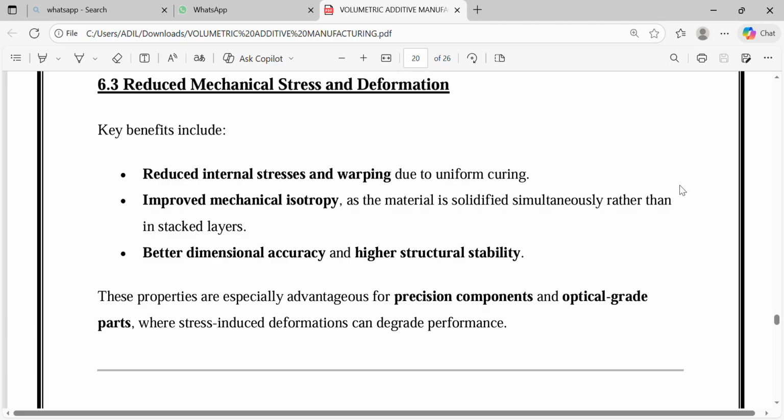These properties are especially advantageous for precision components and optical grade parts where stress induced deformation can degrade performance. Precision components: VAM enables complex geometries and customization. Applications include aerospace, medical, and industrial. Optical grade parts: VAM enables transparency and high surface quality. The applications are found in optics, photonics, and medical devices.